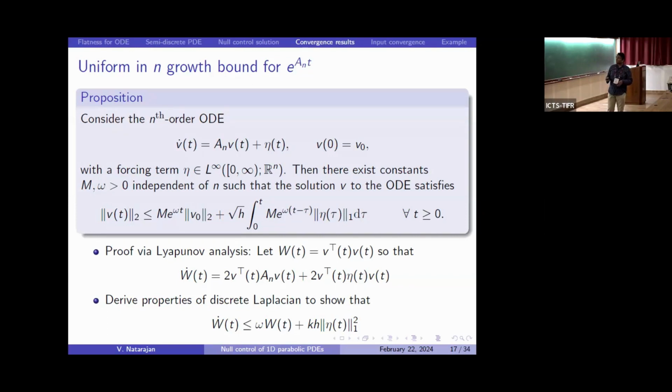The proof of this is a Lyapunov analysis. You take the norm squared of the solution, v transpose v. Take the derivative, you get 2 v transpose v dot. You substitute for v dot to get this expression. Then the matrix A_n will contain the discrete Laplacian in some form. So you use the properties of the discrete Laplacian to show that w dot is less than or equal to omega times w for some omega, plus of course the forcing term. Now you get an estimate for w, and w is nothing but the norm of v squared, so you get an estimate for the norm of v. From here you get a uniform in n growth bound for e^(A_n t).